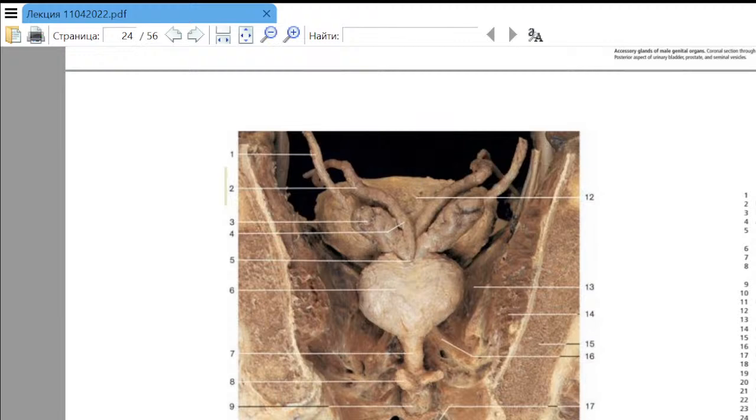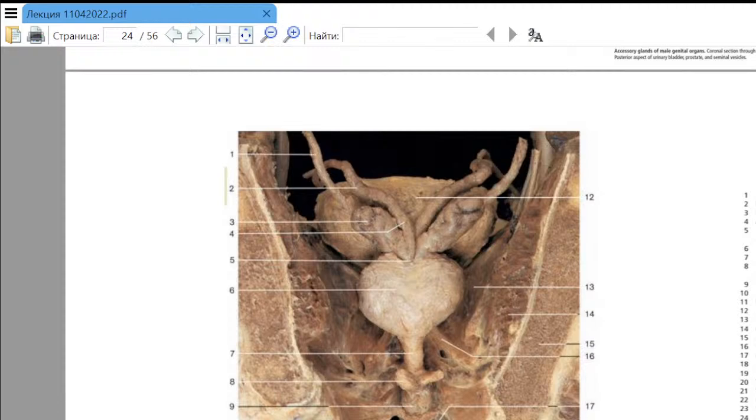You see, this is the urinary bladder, ureter. This is the seminal gland. This is the ampulla of the ductus deferens, connecting with the duct of the glandula seminalis. You see, this is the prostate.